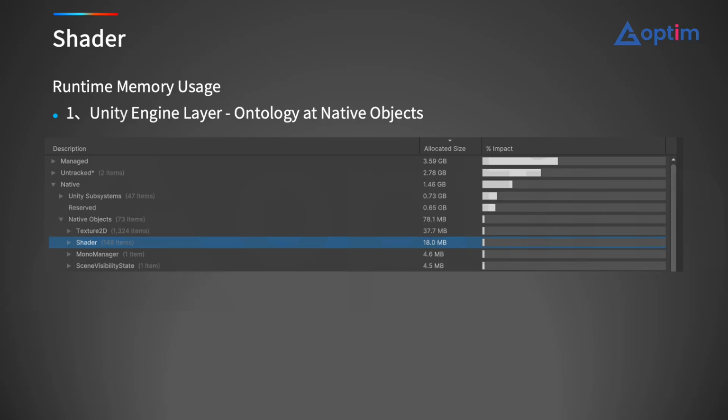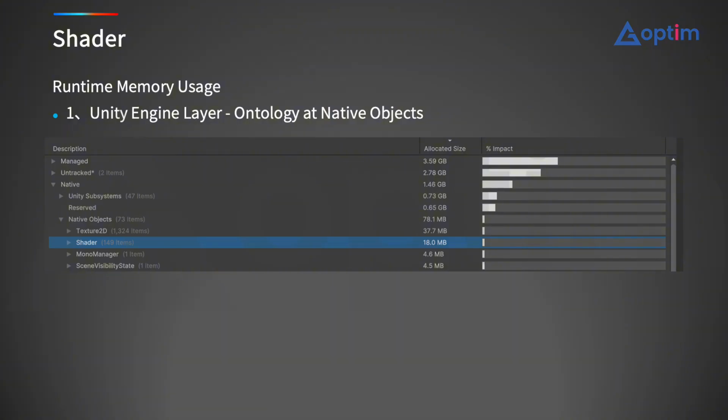Now let's talk about the third category of rendering resources, shaders. When analyzing shader performance, we need to understand one fundamental question. What parts of memory does a shader actually affect? This is important because texture and mesh resources, which we discussed earlier, are relatively straightforward.